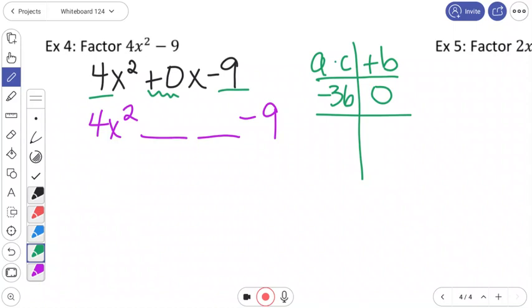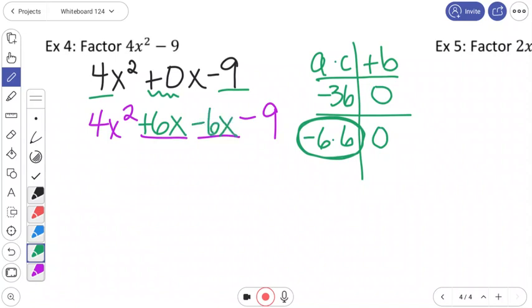Hopefully you recognize off the top of your head that -6 times +6 gives us 0 when we add them together. So this is the pair that we need. We don't have to look any further, even though there are other pairs. And it actually doesn't matter. I forgot to tell you guys this earlier. It doesn't matter which order you put those values back into your expression. If you want to put your plus 6x first and then your minus 6x next, you can. They're reversible. It doesn't matter. In the end, you will end up with the same answer.